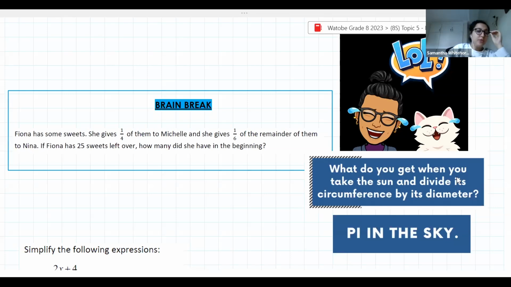Fiona has some sweets. She gives a quarter of them to Michelle and a sixth of the remainder of them to Nina. If Fiona has 25 sweets left over, how many did she have in the beginning?